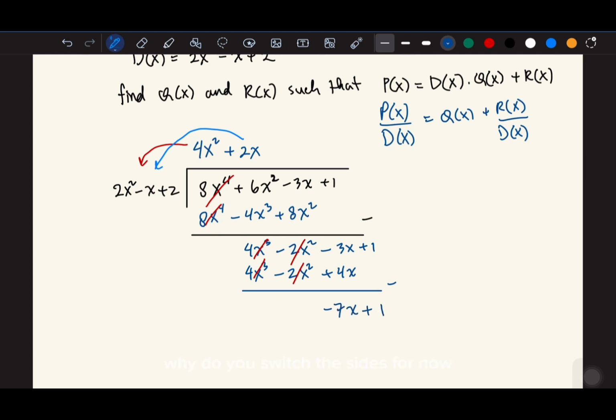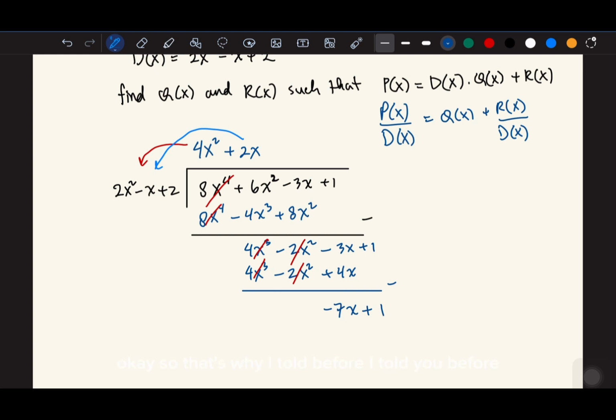Sir, why do you switch the signs for that? Like it goes from negative 4 to positive 4. Why do you switch the sign? So here it goes from negative 4 to positive 4. Why? Because I said before, do you have any x cubed here? No, 0. Yeah, 0 minus minus becomes positive. Okay.